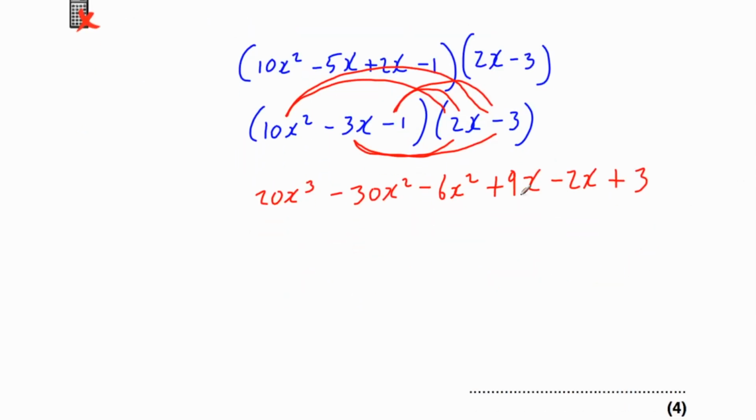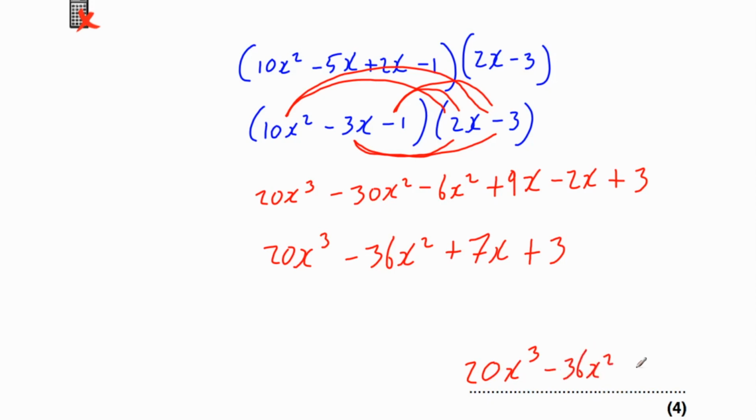Now let's collect our like terms. We've got 20x cubed. Then if we look at our x squared terms, we've got minus 30x squared, take away another 6x squared, that's going to be minus 36x squared. And then if we look at our x's, we've got 9x, take away 2x, that's plus 7x. And then we've got plus 3. So the answer would be 20x cubed minus 36x squared plus 7x plus 3.